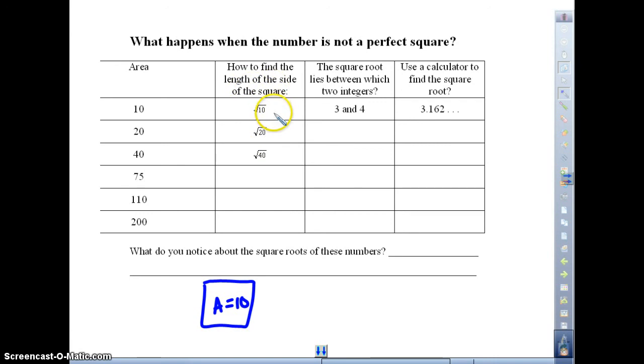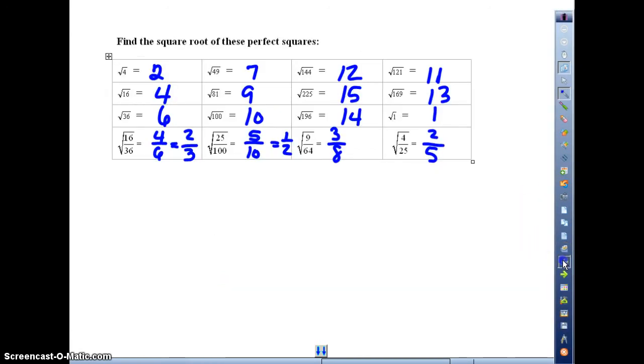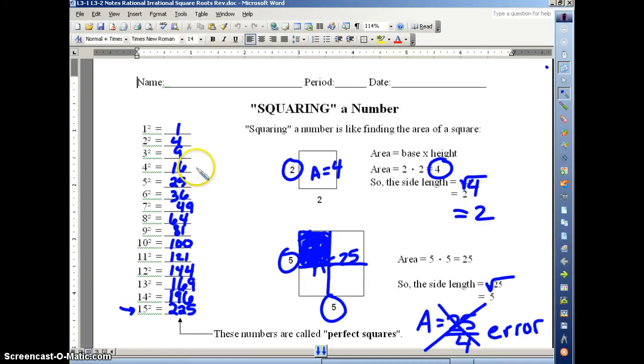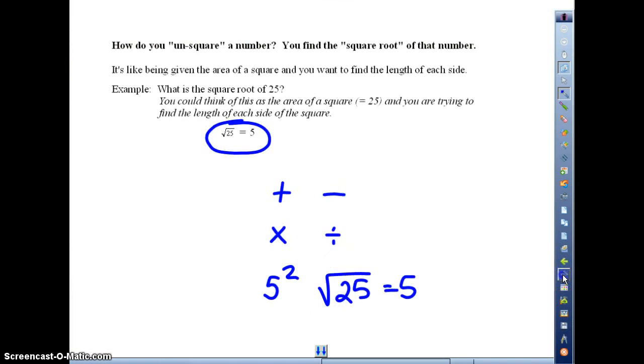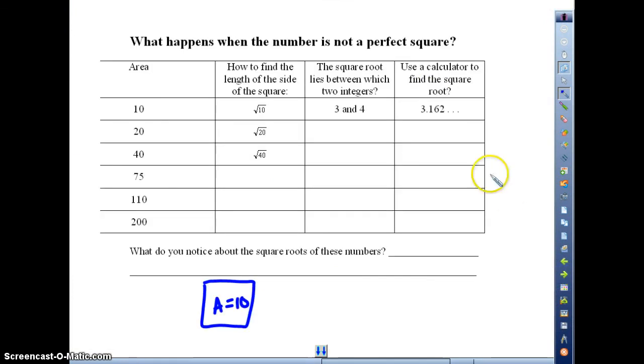And I know the square root of 10, if you guys go back and look at this, let's see, the square root of 16 gives you 4. The square root of 9 gives you 3. And in between those is the square root of 10. So I know the square root of 10 has to fall between 3 and 4. Okay? And when I use a calculator, I get 3.162 on and on and on. The number never terminates, which means it never ends, and it never repeats.